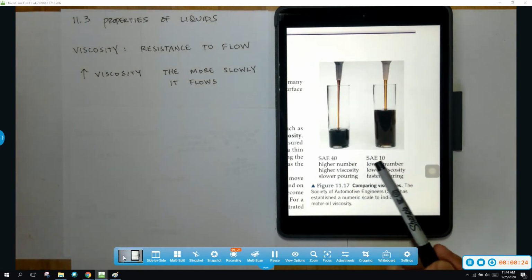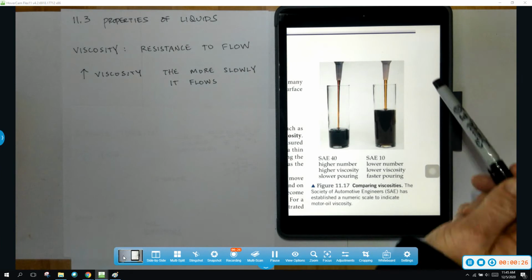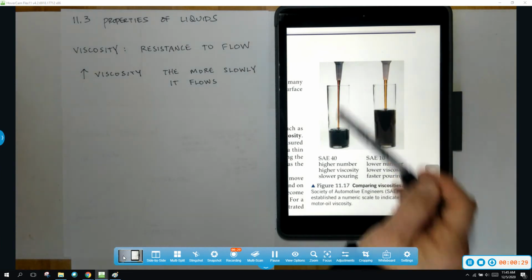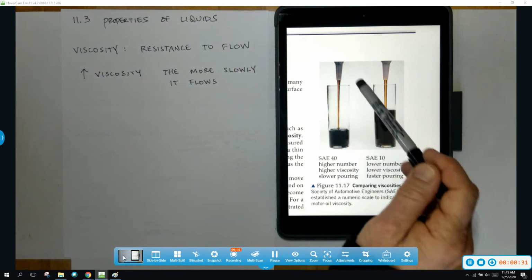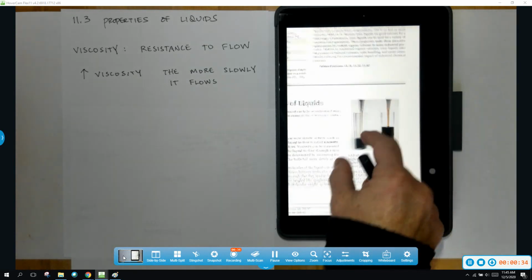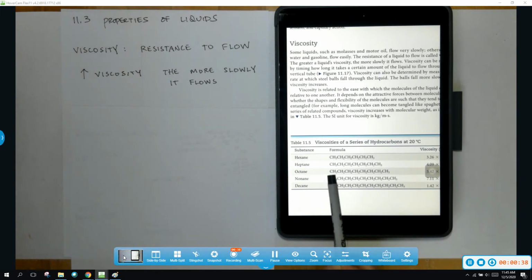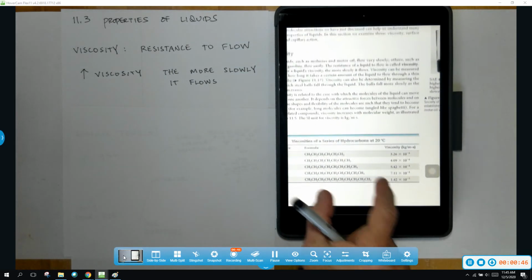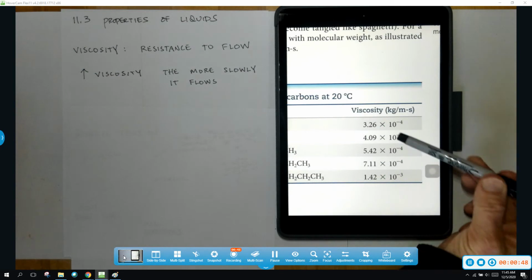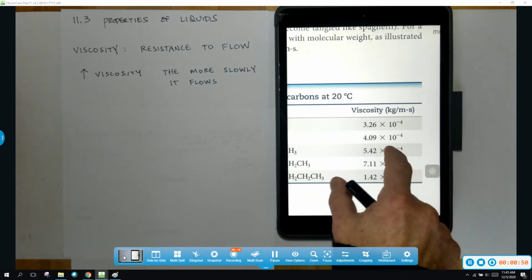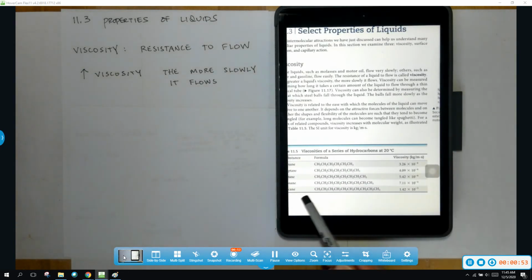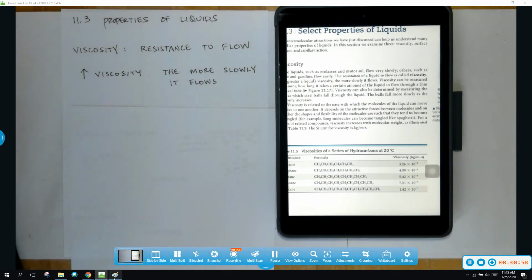In your textbook you can see these two different types of oils. One flows faster than the other one. This one is said to have a higher viscosity. You can see it in a chart in 11.5 right here that the more atoms, and therefore the more electrons, and therefore the more intermolecular forces something has, the higher the viscosity and the larger the number. So the more intermolecular forces something has, the more viscosity that something possesses.